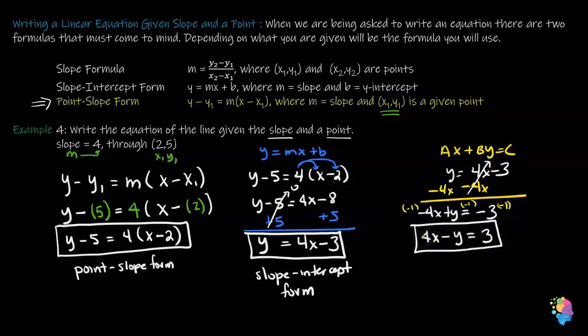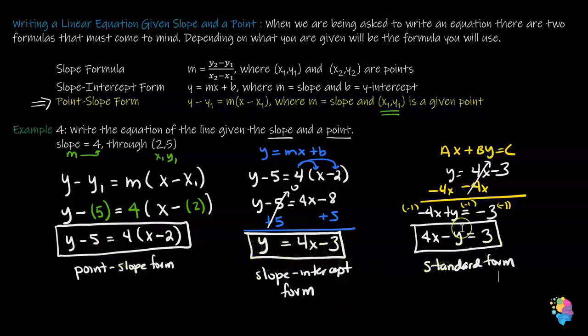So you found the equation of the same line that we started with, but now it's in standard form. So all three equations are the equations of the exact same line, but written in different formats. This is in point-slope form, this is in slope-intercept form, and then this is in standard form.